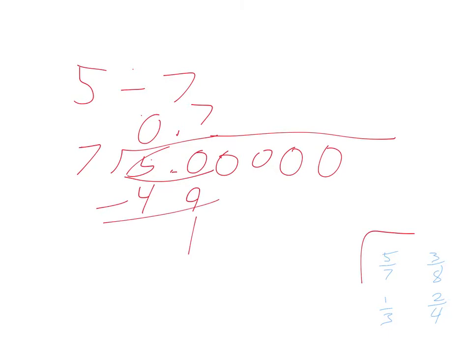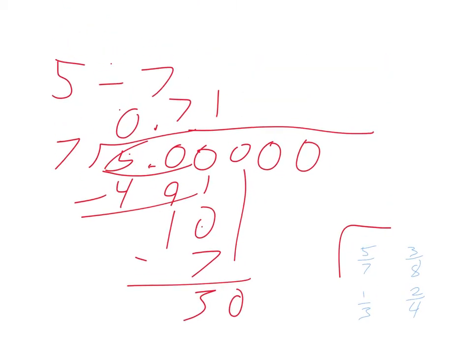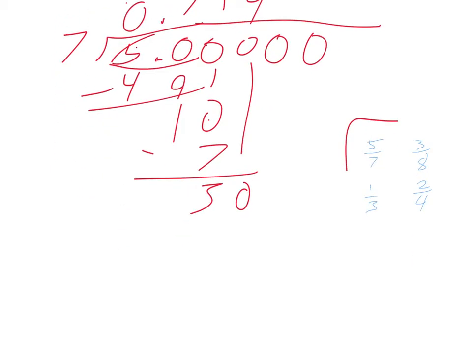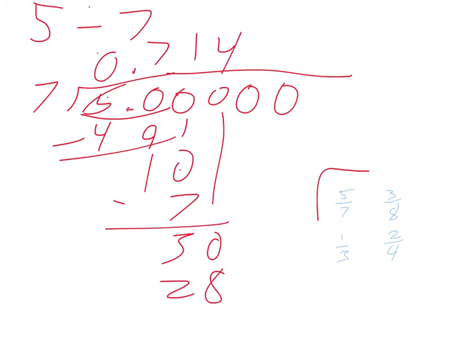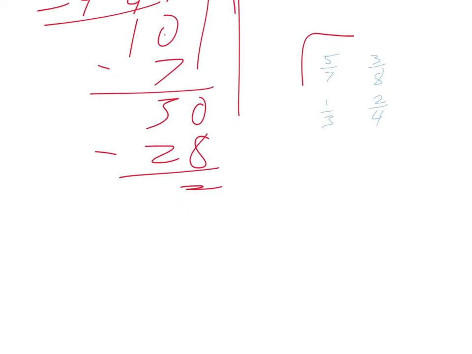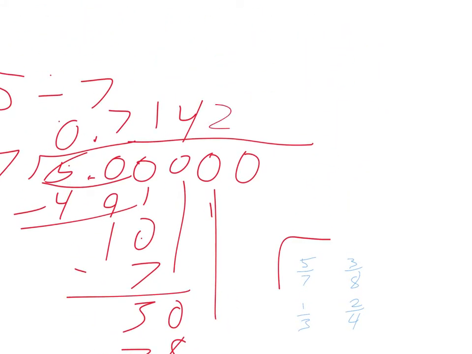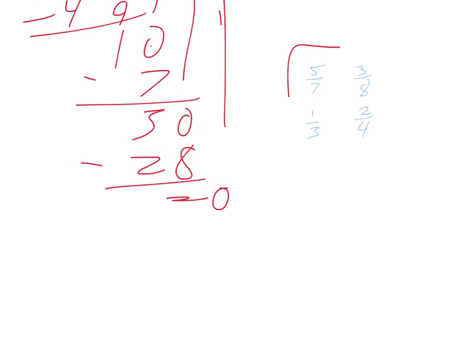49. 1 left. Bring down the 0. 10, 7 goes into 10 once. 1 times 7 is 7. 10 minus 7 is 3. Bring down another 0. 7 goes into 30 4 times. 4 times 7 is 28. Subtract, you're down to 2. Bring down another 0. 20. 7 goes into 20 twice. Almost 3 times. 14, you end up with 6.